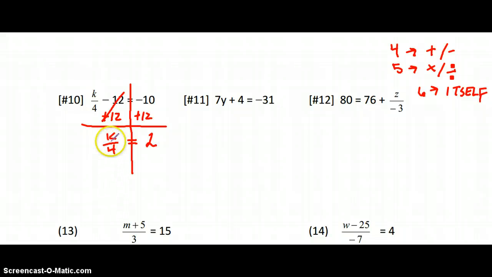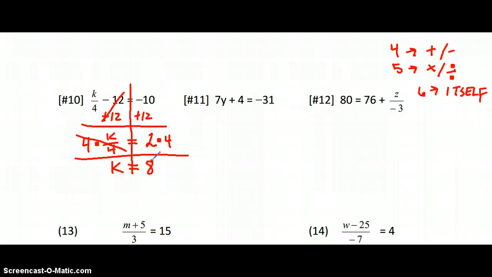Well, this is a division sign, so the opposite of dividing would be multiplying. What are we going to get rid of? The 4. So we'll multiply by 4. What I do to one side, I do to the other. Draw my big equals line. 4's go away. K is all by himself, which is good for step 6. 2 times 4 is 8.